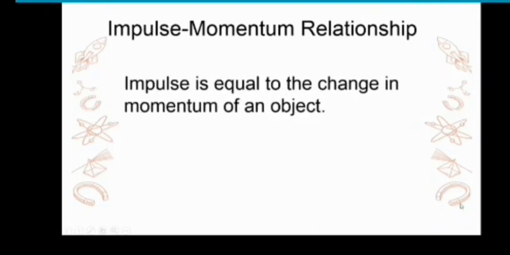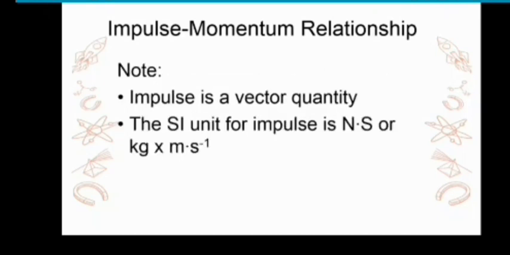Impulse is a vector quantity. So impulse in terms of momentum: impulse is equal to the change in momentum. Note, impulse is a vector quantity. I've emphasized that. The SI unit for impulse is Newton second or kilogram meters per second.